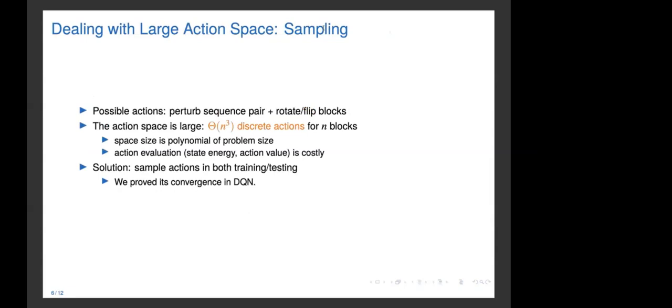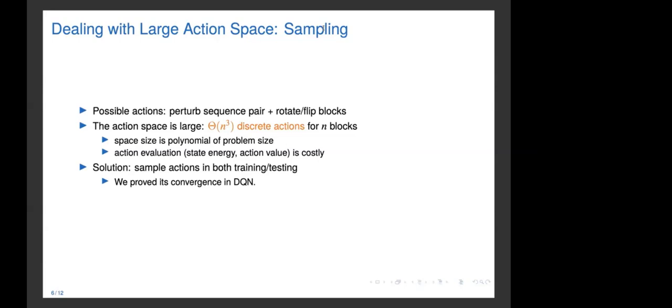Actually, the action space is also very large. Recall that possible actions include perturbing the sequence pair and rotating or flipping the blocks. So here, the action space is actually n cubed, where n is the number of blocks. They are all discrete actions. First of all, the action space is not fixed. The space size is polynomial of the problem size.